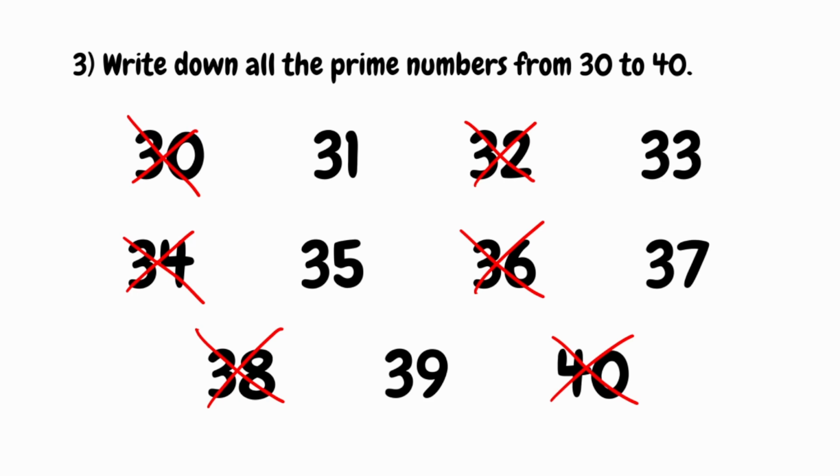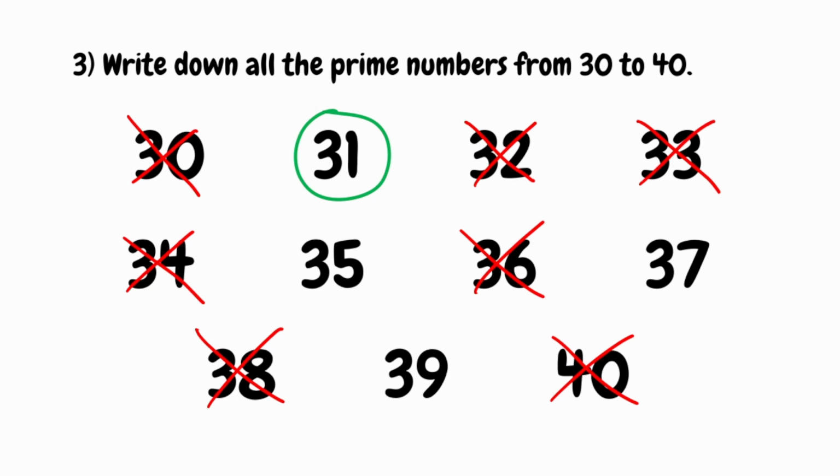So now going through the list, we're starting with 31. Well, 31 would be a prime number, as the only factors of 31 are 1 and 31. Okay, then 33. Well, we can do 1 times 33 to make 33, but we can also do 3 times 11. So it's got more than 2 factors, so 33 would not be a prime number.